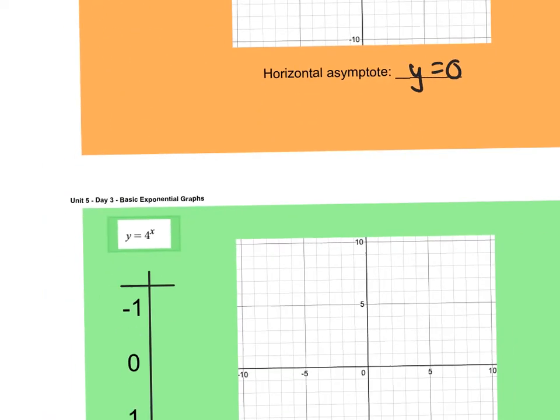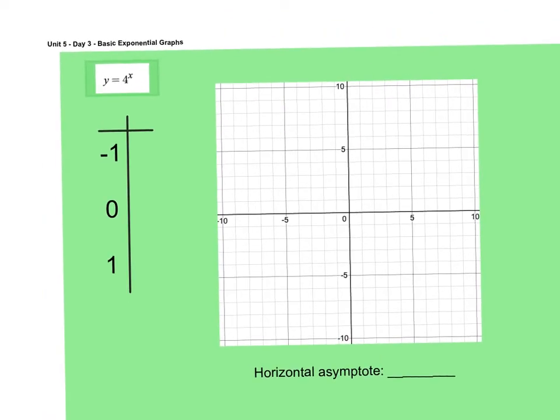Okay, moving on, 4 to the x. I think you're going to see the pattern now. We've got 4 to the negative 1, which is 1/4. 4 to the 0 is 1. 4 to the first is 4. 1/4, 1, 4. Very similar.